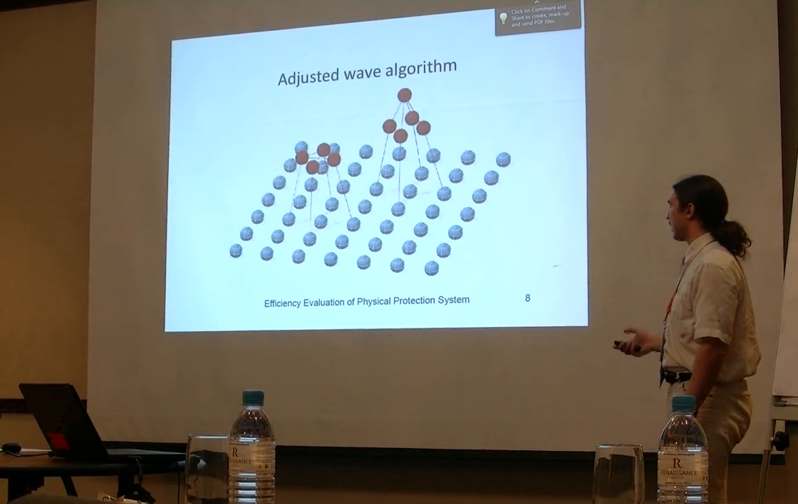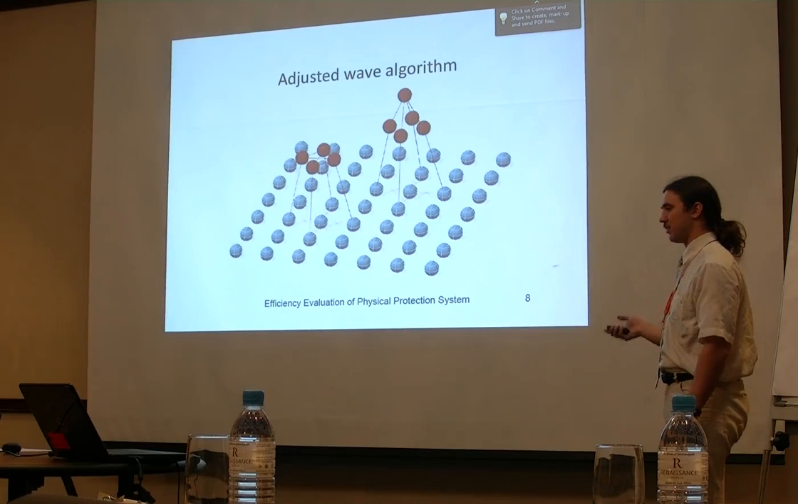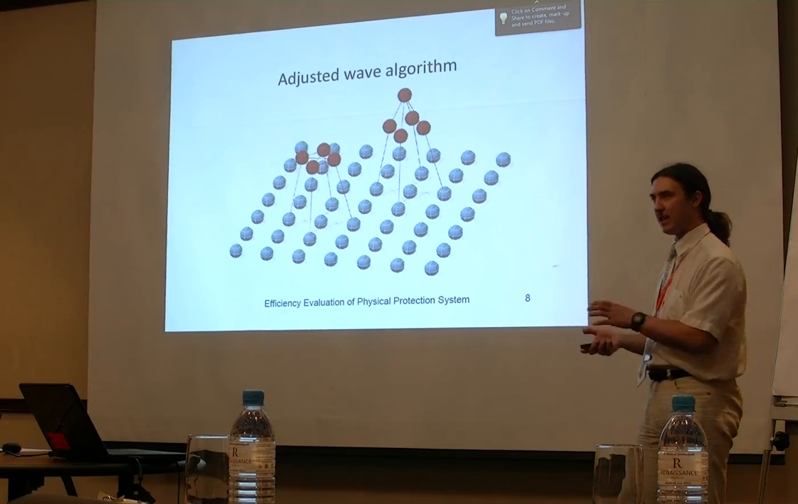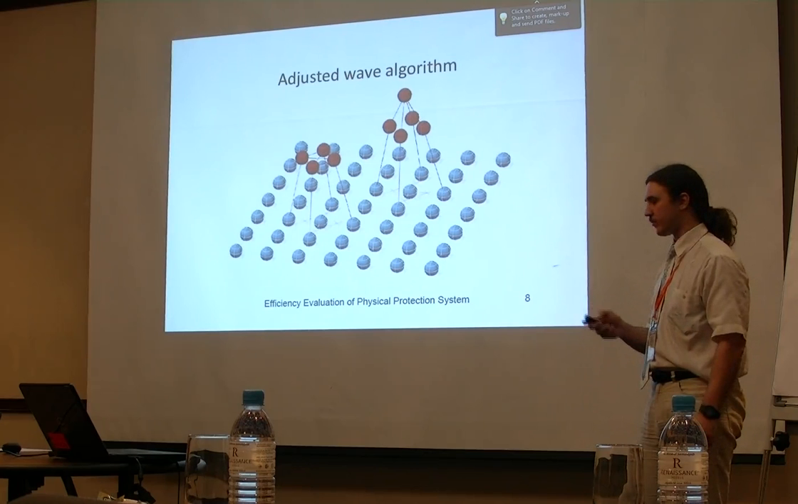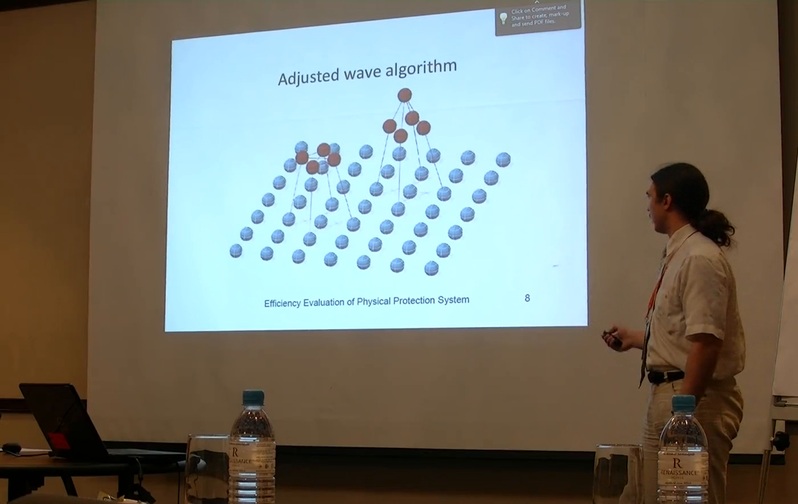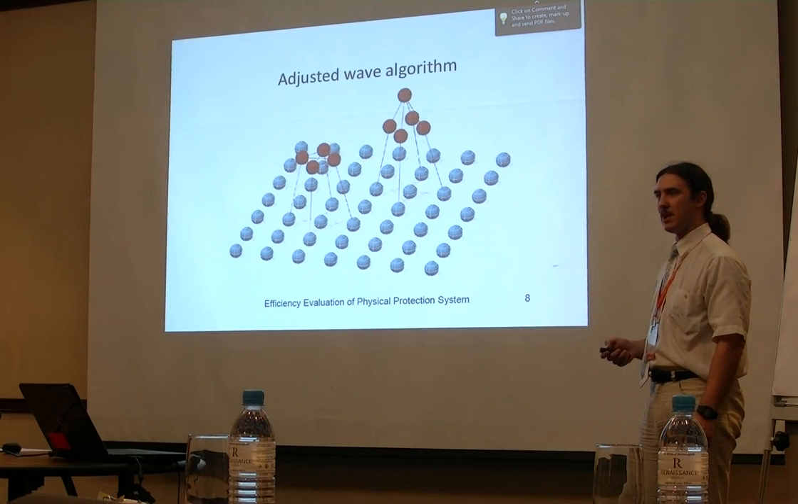So we've developed an adjusted wave algorithm. It's kind of like the Lee algorithm and the wave algorithm, with the following important modifications. First of all, each square or sphere in this figure represents a cell with a different delay time.